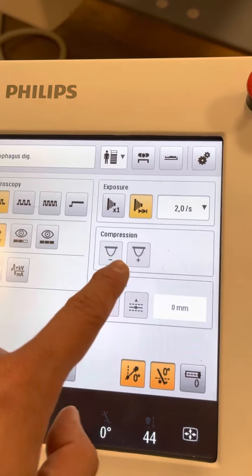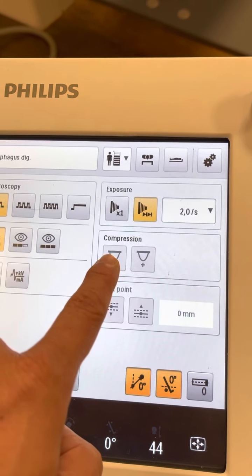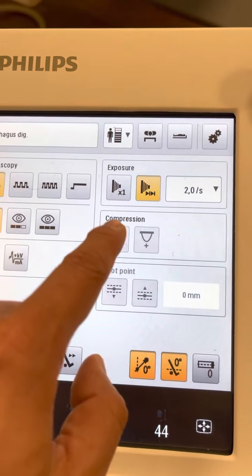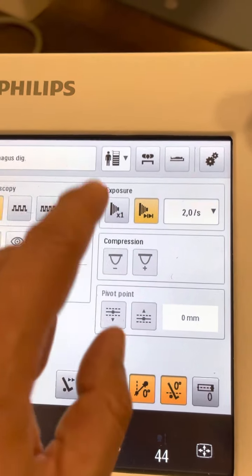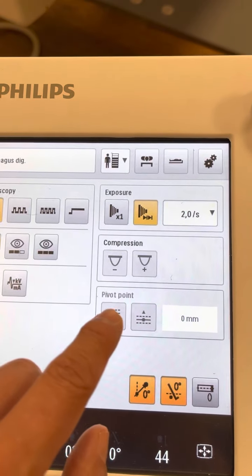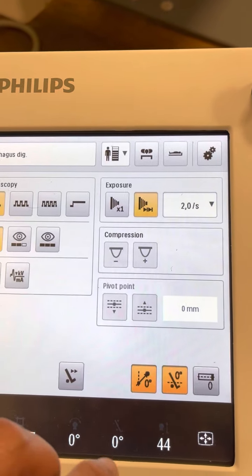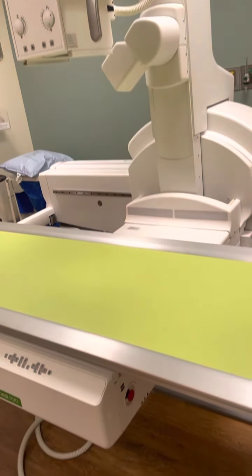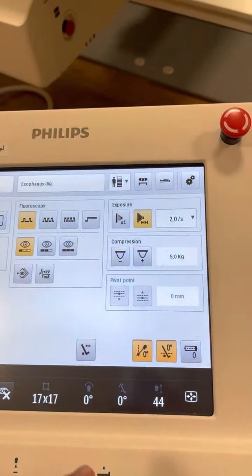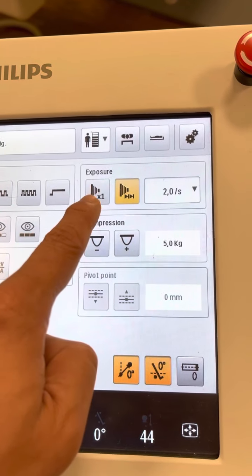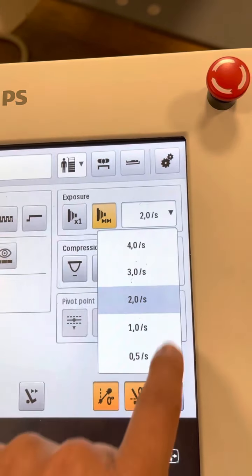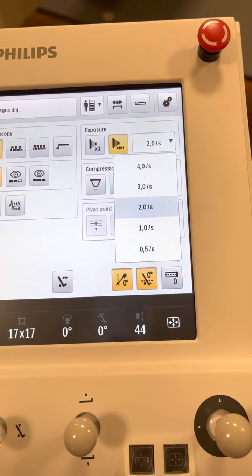Compression: you can move the compression spot by just moving the joystick, except by moving the patient, the compression paddle will automatically raise and move the patient, and then I have to push back, physically press that button down to activate the compression paddle. This one is exposure 1 per second, or you just choose whatever selection you want. Usually 3 per second.